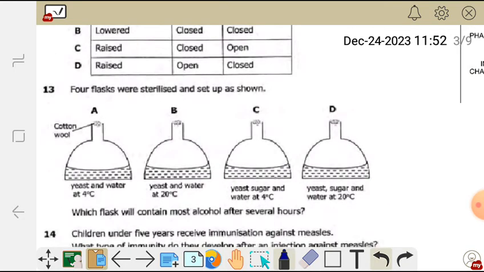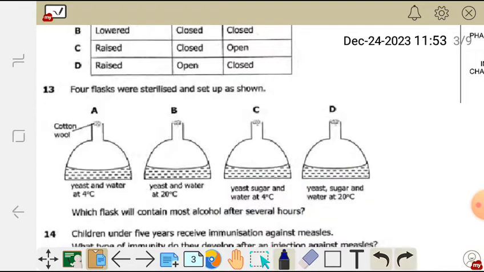Four flasks were sterilized and set up as shown here. We have yeast and water at 4 degrees Celsius, and yeast and water at 20 degrees. Then yeast, sugar, and water at 4 degrees Celsius, and yeast, sugar, and water at 20 degrees.